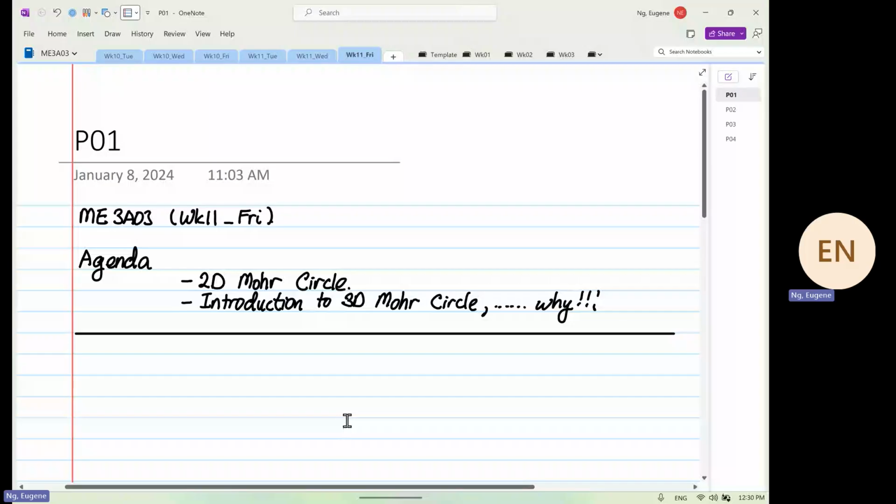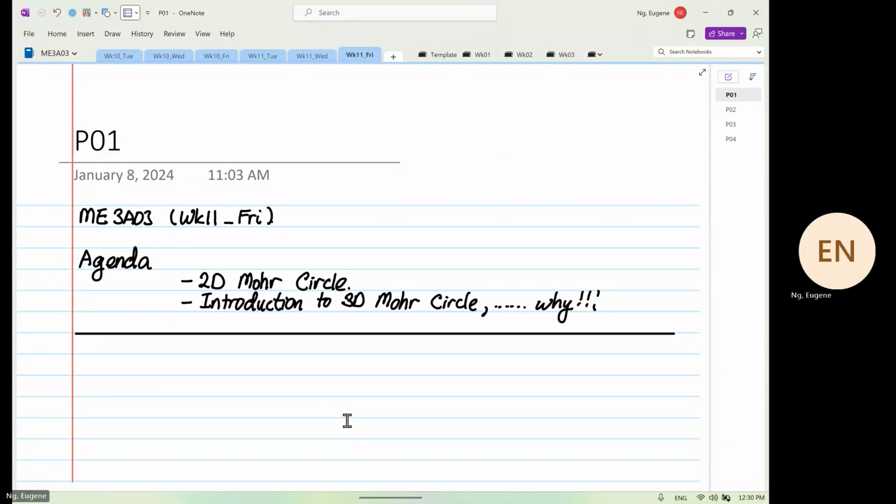Good, week 11 Friday. Agenda today: 3D Mohr's circle. Then I'm going to do a very extensive example on 2D Mohr's circle. Then I'm going to introduce you to 3D Mohr's circle. I put down there why.